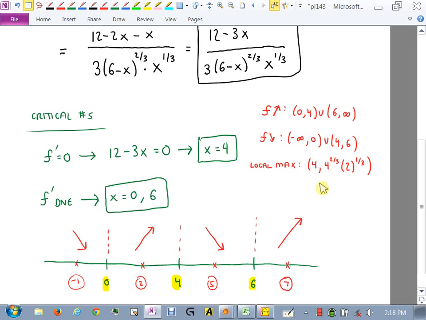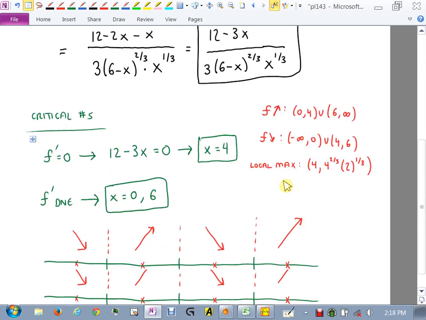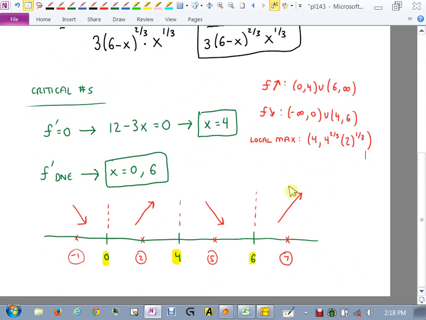You get 4 to the 2/3. You plug in 4 in there. 6 minus 4 would give you 2, then to the 1/3, right? That's happening right here, the original function. And then you get on your calculator and figure out what that is to get a decimal.